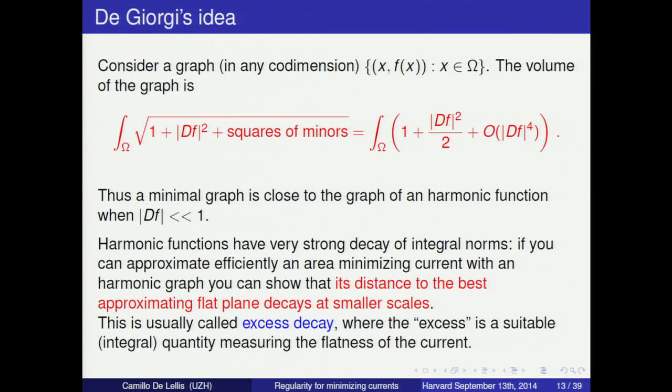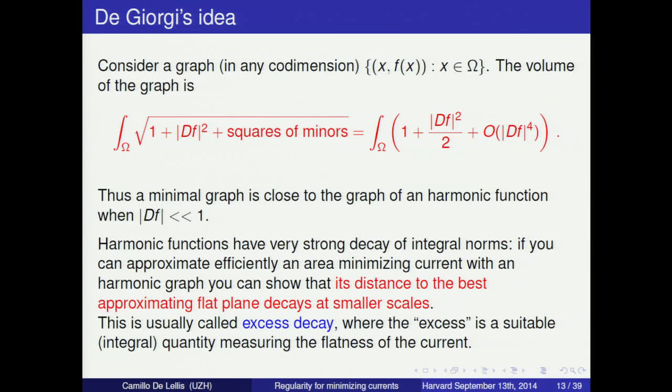OK, so this gives you the following intuition. If you are a minimizer of the area functional, you are then maybe very close to being a minimizer of the Dirichlet functional. Now, a minimizer of the Dirichlet functional is a harmonic function. Harmonic functions have very strong integral decay properties. And what you could hope is to lift some of these integral decay properties to the current, because they are integrals, and somehow the current is defined by integration. If you were able to do so, you could hope to prove that some quantities decay and then use some Morrey-type lemmas and prove regularity for your surface. And that's actually what De Giorgi does.